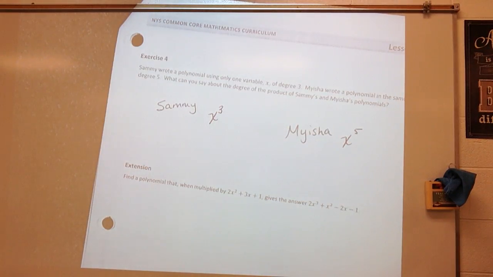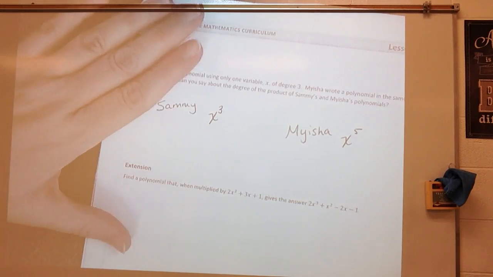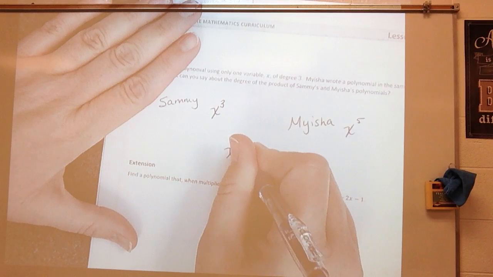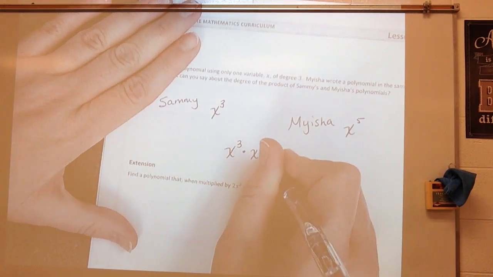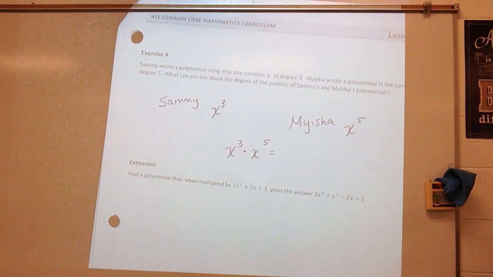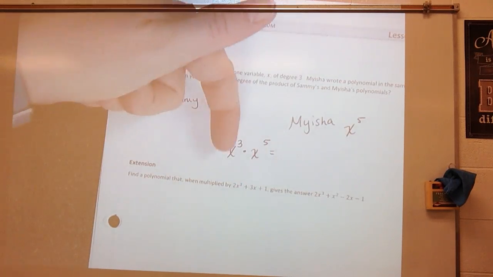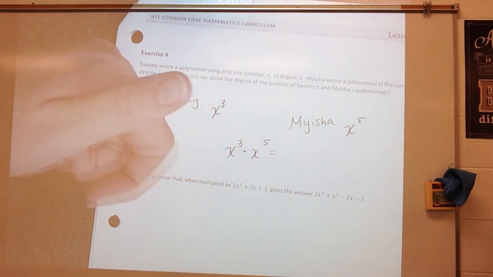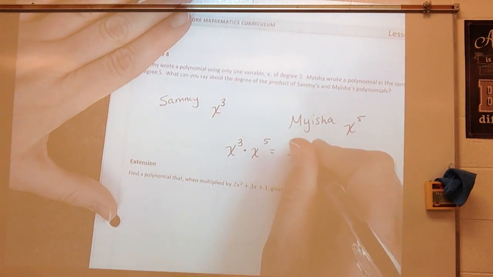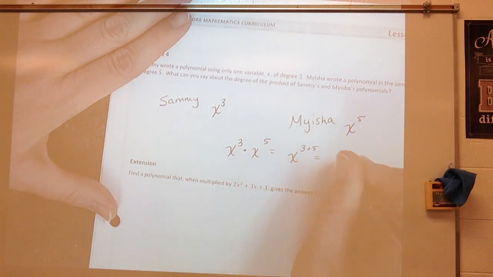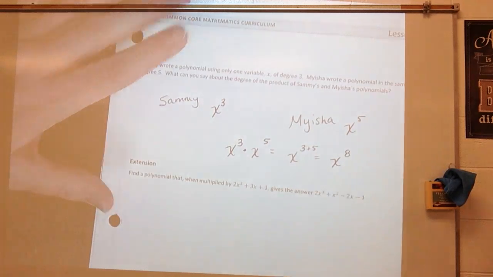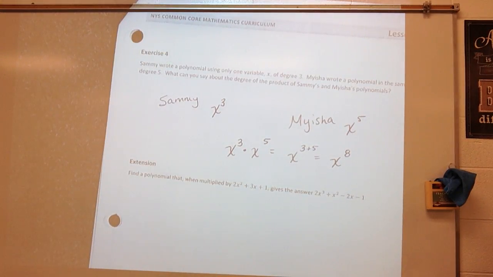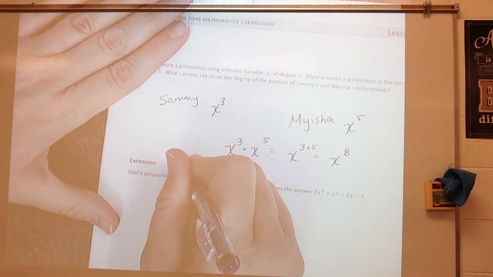It wants to know, what can you say about the degree of the product? Product means to multiply, so it wants me to multiply x cubed and x to the 5th. Remember, when I'm multiplying same bases, I'm simply going to add my exponents. So the degree would be 8. The degree of the product would be 8.